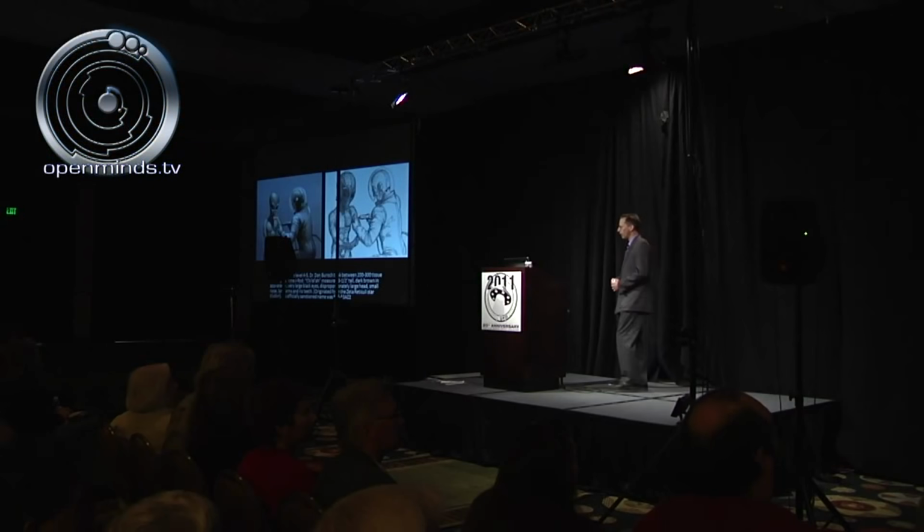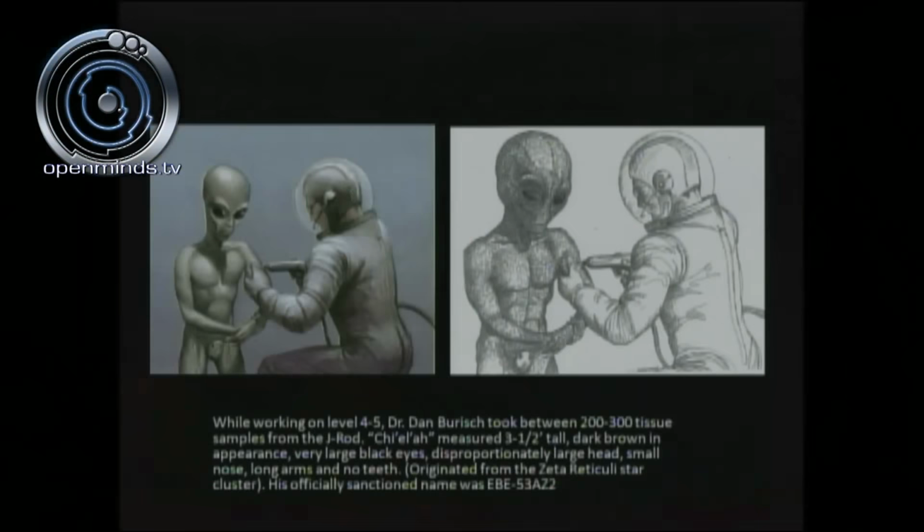Now, when he was working there, you can see him with the PINS device taking samples from the J-Rod. He was called Kaela, and a little bit of description of what he looked like: he measured 3.5 feet tall. He had a dark brown appearance, very black inset eyes, and a disproportionately large head. He had a small nose, long arms, and no teeth.